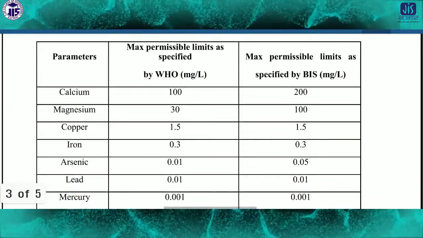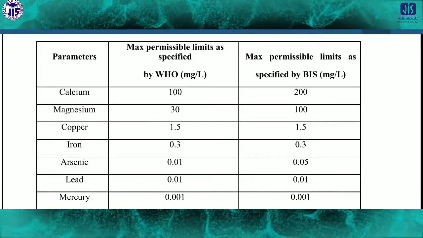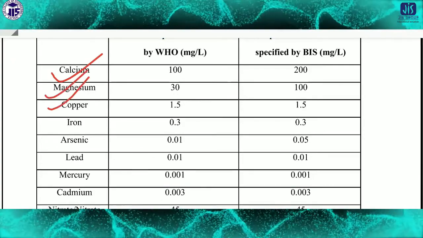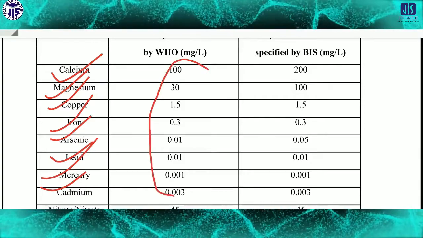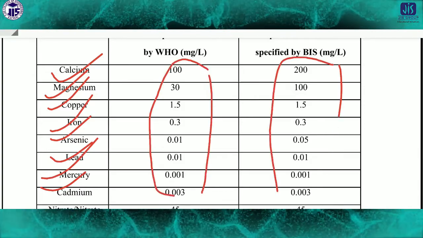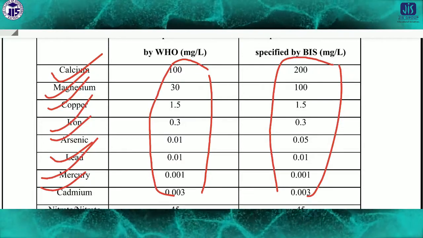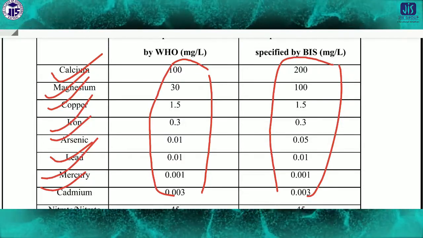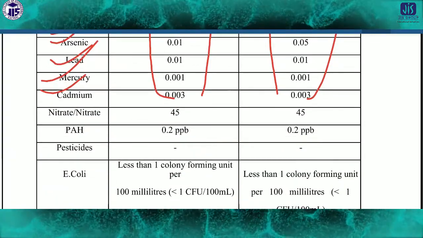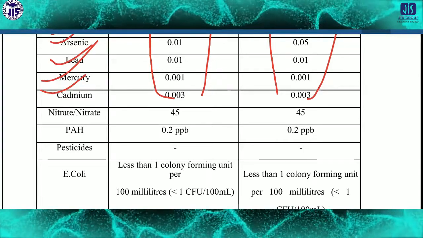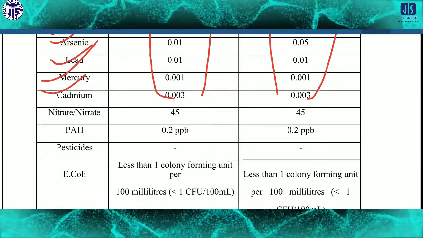Then the calcium, maybe some permissible limit, magnesium, then copper, then iron, then arsenic, lead, mercury, cadmium. All these are some kinds of values. There are some values by which we can understand what the permissible limit is for drinking water. So nitrate, pesticides, E. coli, etc. There are all the parameters we have to check for drinking water.